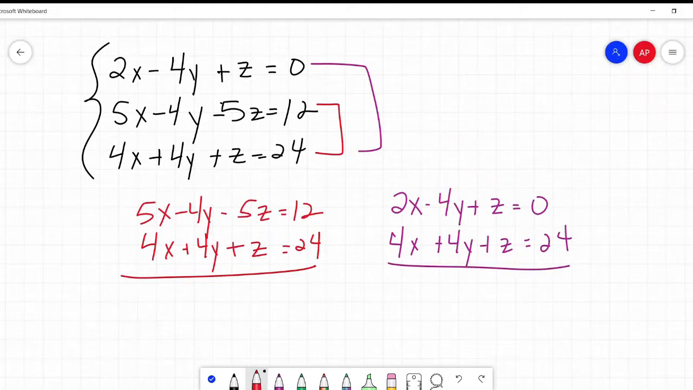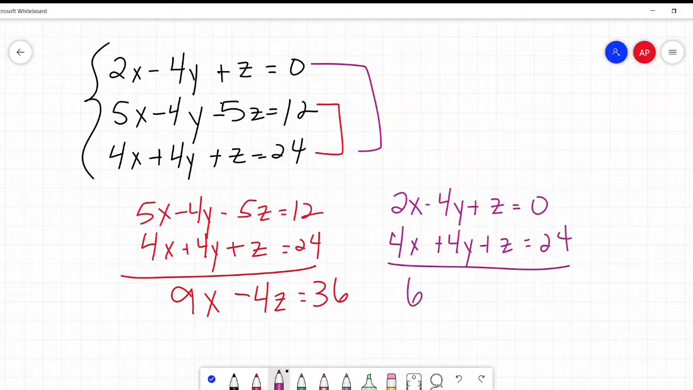5x plus 4x is 9x. The y's cancel out, negative 4y, positive 4y. Negative 5z plus z is negative 4z, and 12 plus 24 is 36. On my other side, 2x plus 4x is 6x, negative 4y plus 4y cancels out.